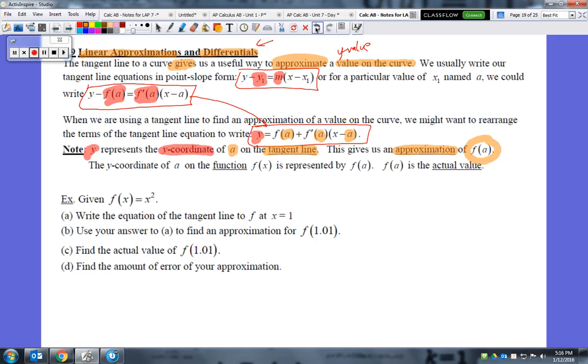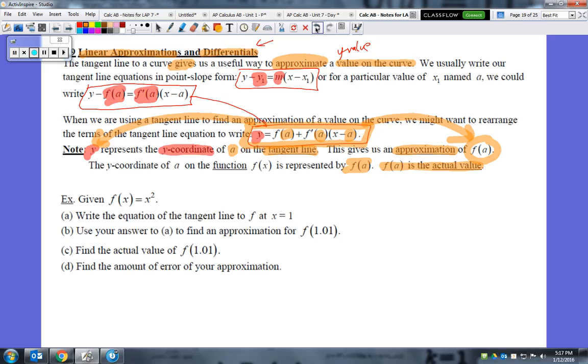This equation right here, the equation of a tangent line just rearranged, gives an approximation of the y value evaluated at a. This is that same y value that we're talking about here. Not an approximation of a slope, an approximation of a y value. So the y coordinate of a on the function f of x is represented by f of a, and we call f of a the actual value.